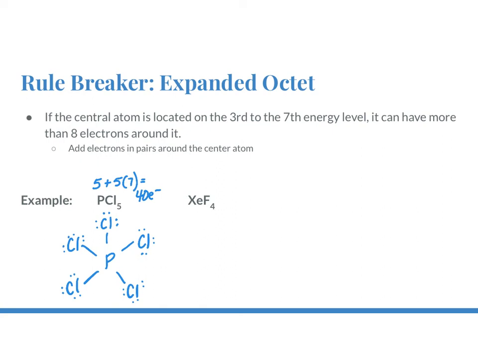All right, so if I count all of these up, it looks like I have, let's see, so 2, 4, 6, 8 times 5, which is 40.